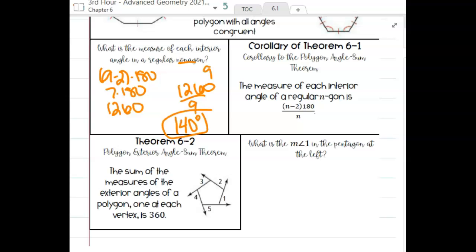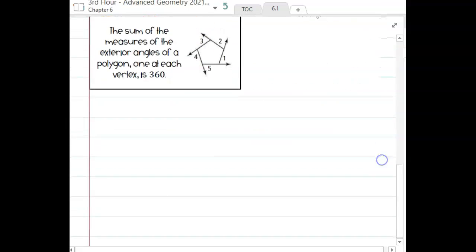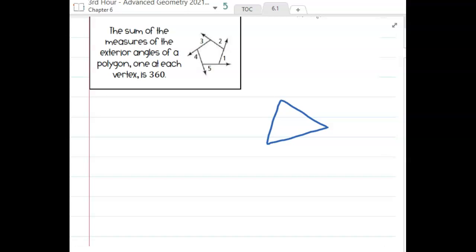Now, the last theorem is going to talk about, instead of the interior angles, the exterior angles. We did talk a little bit about exterior angles when we learned about triangles. An exterior angle is formed when you extend one of the sides. So, if I extend this side right here, that angle right there is the exterior angle. Now, here's the thing. There's 6 different exterior angles. I have this exterior angle, and this exterior angle.